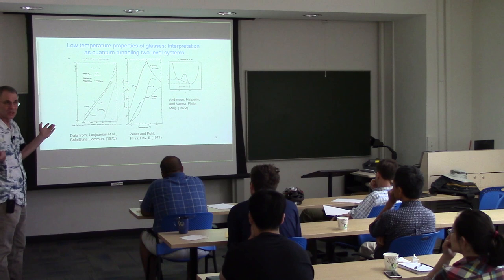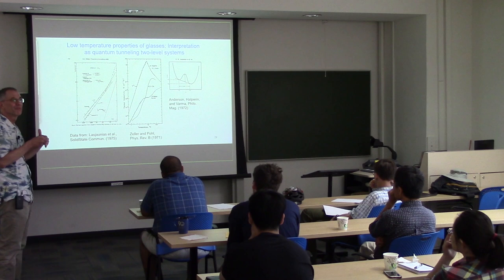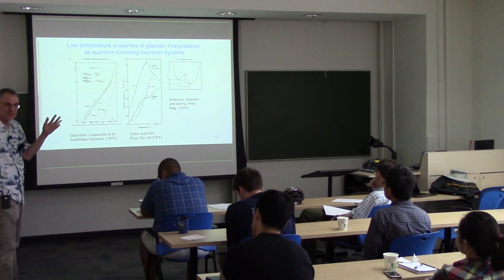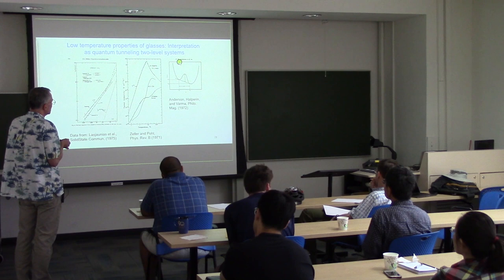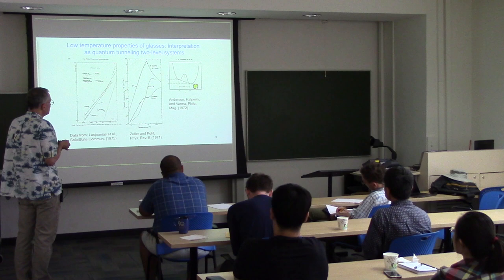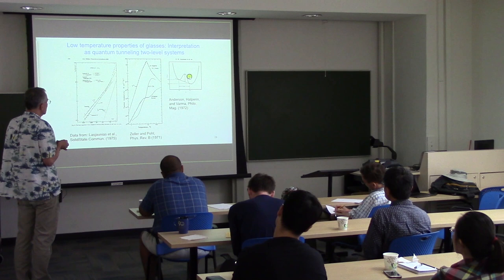So there was a big effort to come up with a very general theoretical construct that could explain this, and this is where the quantum tunneling two-level systems came from. The idea is that there's some sort of asymmetric potential, and if you have the right distribution of barriers and the right kind of properties for these potentials, then you can reproduce the generic features that are seen here.